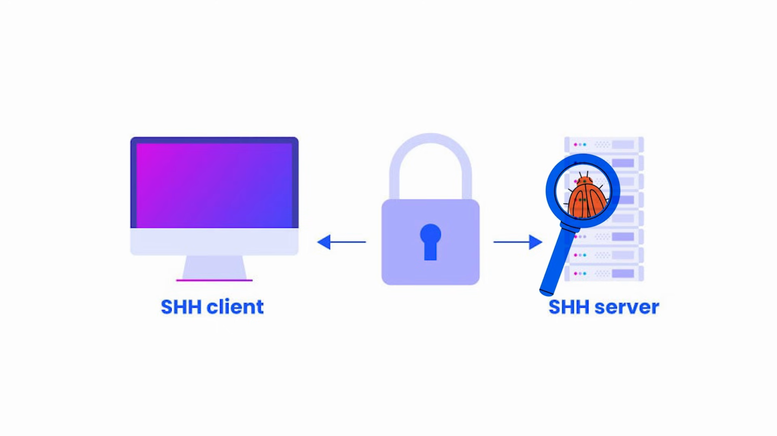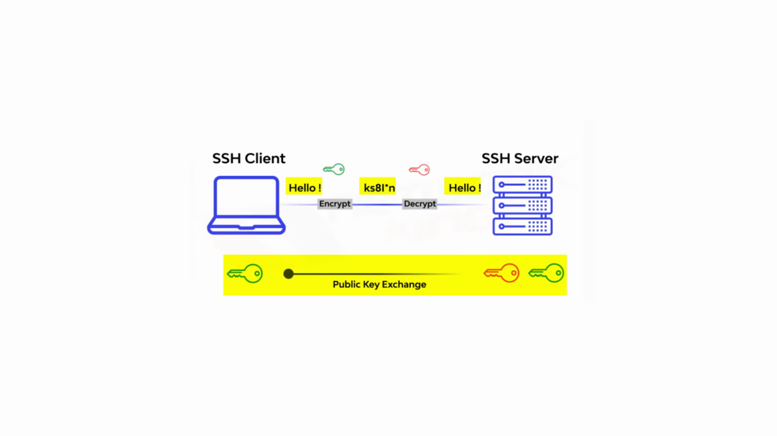Secure Shell. The Secure Shell protocol is used to securely access and manage remote servers and devices over a network that may not be trusted. It creates an encrypted channel between a client and a remote machine, through which a user can run commands, transfer files, and perform administrative tasks as if they were sitting right in front of that machine.